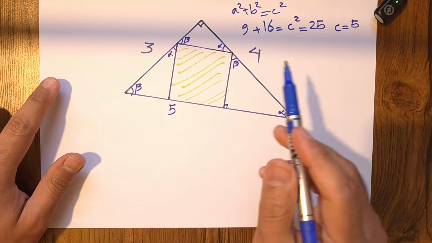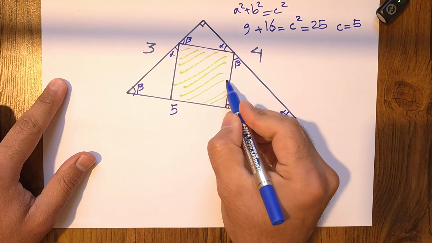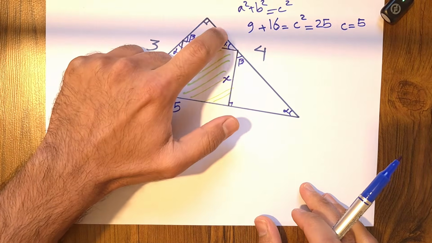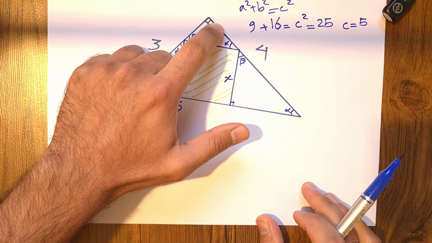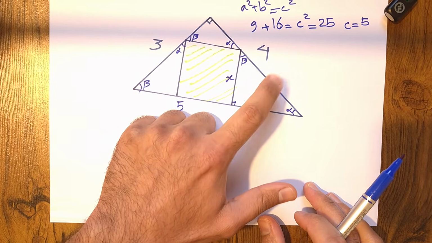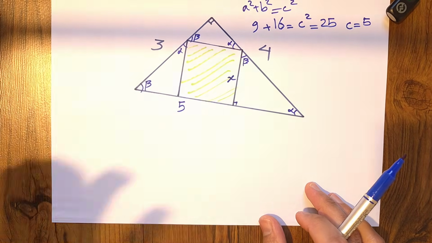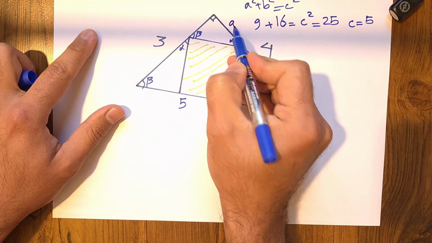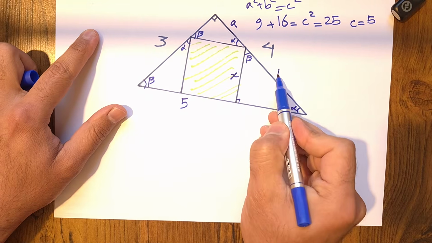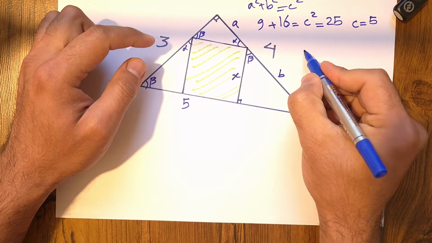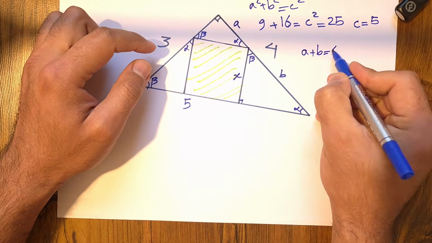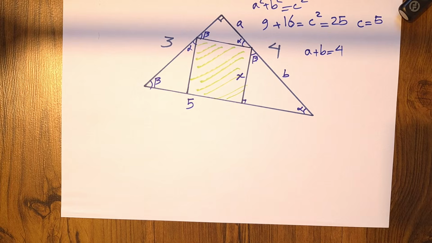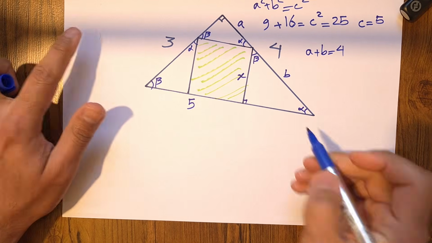Next step: let's name the side of this square x. If we can find the length of this little segment here in terms of x, and this bigger segment here in terms of x, then we can add them together, and the value must equal 4. So let's name this little one A, and this bigger one B. So we know that A plus B equals 4, because this is the side of the triangle. But how to find the values of A and B in terms of x? Trigonometry, that's your answer.